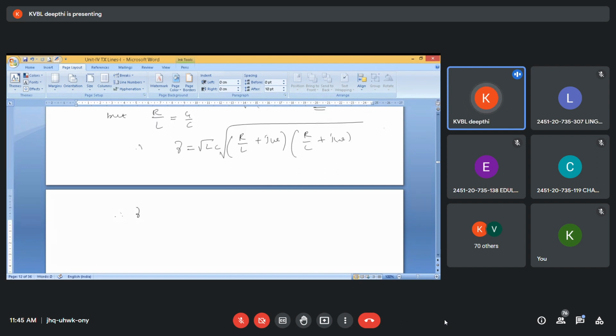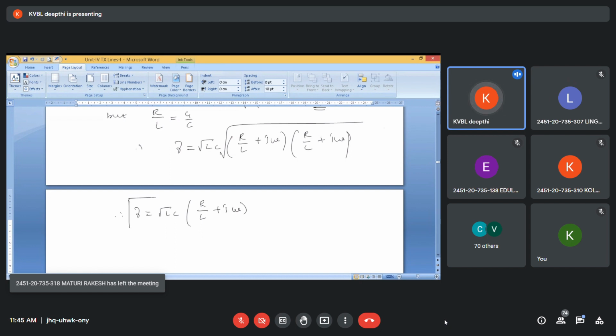So therefore gamma is equal to root LC, into (R by L plus j omega) whole square. A into a is a square, no? Please respond. Yes, ma'am. The square root is gone. So what is the remaining term here? This will become R by L plus j omega. This is the term we have got. This is the equation for the propagation constant, correct? Now let us find out the equation for beta.